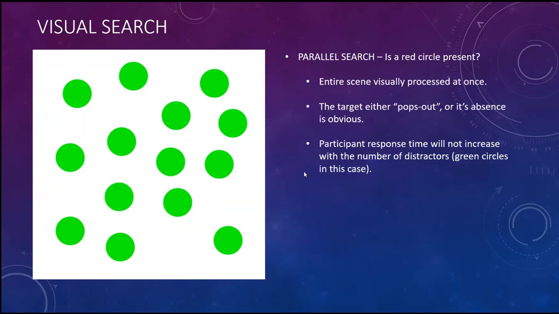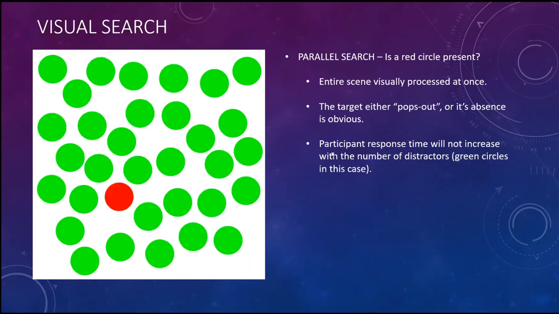So you don't need to search the scene to find whether it's there or not. Your brain just processes the whole scene at once and you know the answer straight away. Participants' response time will typically not increase with the number of distractors. So in this sort of search, it does not matter how many of these distractors, green circles, we add. The thing you're looking for either obviously pops out or is obvious by its absence, okay?